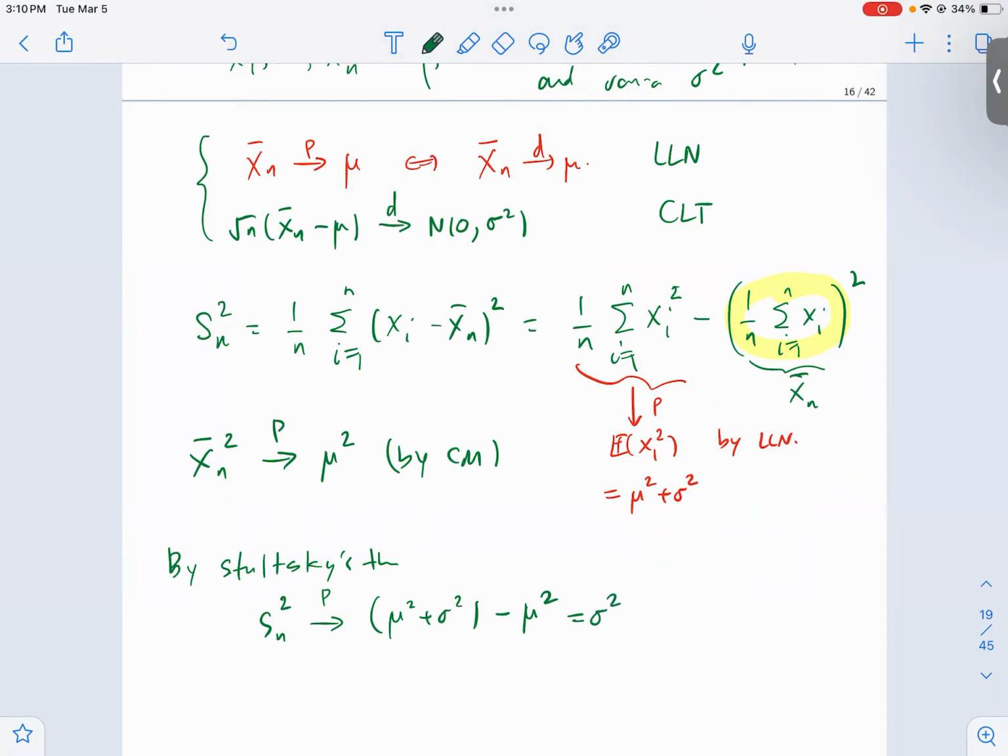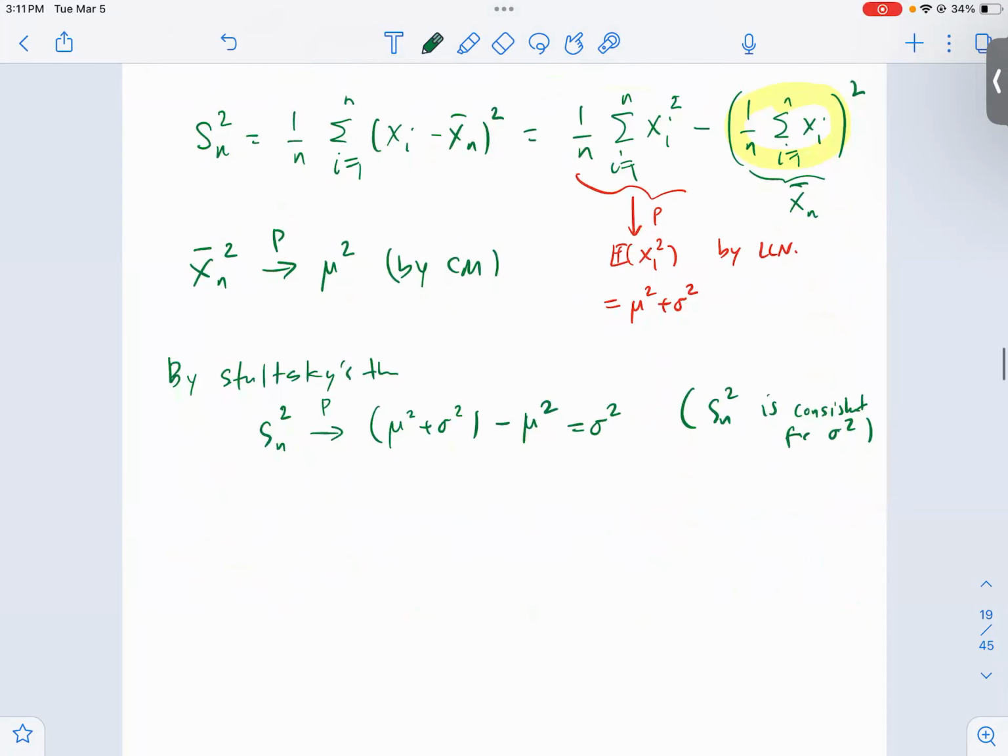Okay. So this proves that Sn squared is convergent, or say consistent, for sigma squared. That's the statement of consistency: saying Sn squared converges in probability to the desired quantity. You can see these properties combined with the law of large numbers allow you to prove consistency of Sn squared very easily.